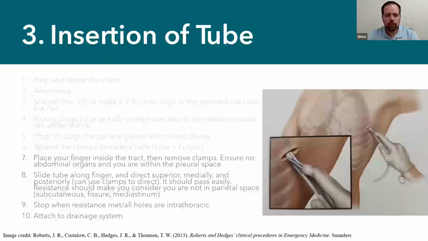So once you've spread that, before you take the Kelly clamps out, you're going to put your finger in next to your clamps. Put your finger all the way in. You want to be able to feel the lung. And importantly, you want to make sure that you're not feeling any abdominal organs, like the spleen or the liver. Sometimes those have a habit of breaking through the diaphragm, especially in a blunt trauma. So you want to make sure that you're not feeling a bunch of abdominal organs, or maybe you went too low before you put a chest tube into the spleen. We want to make sure we're in the correct space.